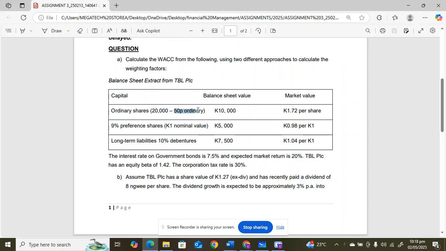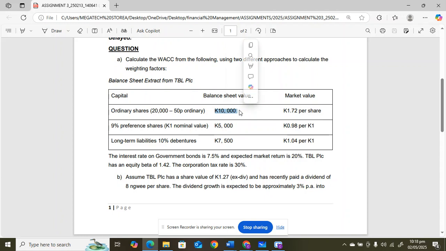The par value or the face value or the nominal value of the shares is 50 ngwe. So when TBL PLC issued shares, the shares were going for 50 ngwe. Okay. So that is the nominal value. Just like a 100 kwacha note, on that note you see that 100, that's the face value or the par value or the nominal value of that note. It's the same thing with shares.